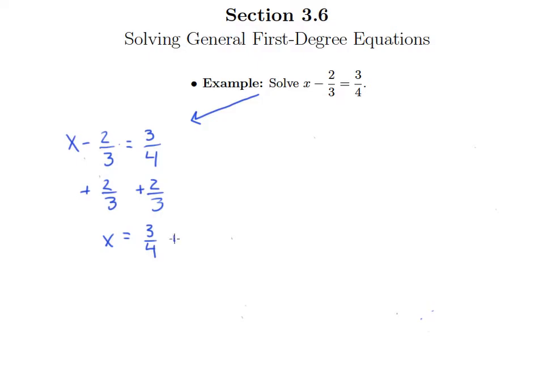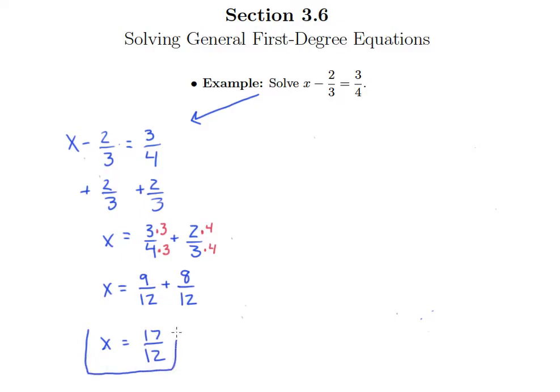But of course, to give a simplified answer, we understand we have to get a least common denominator. And so that would be 12 for 4 and 3. So I'll multiply the top and bottom of 3/4 by 3 and the top and bottom of 2/3 by 4. And so I end up with x equals 9/12 plus 8/12. And then of course I can combine those to 17/12.